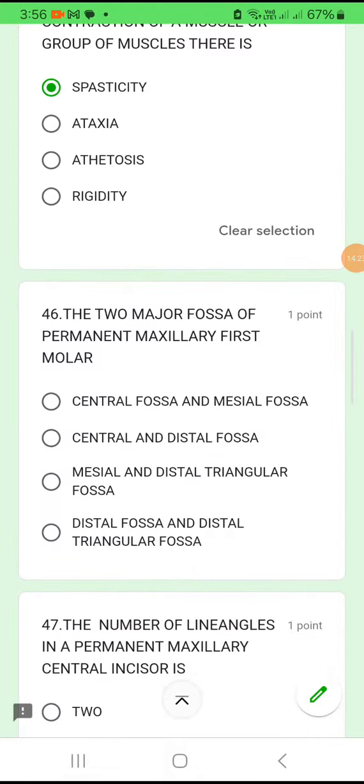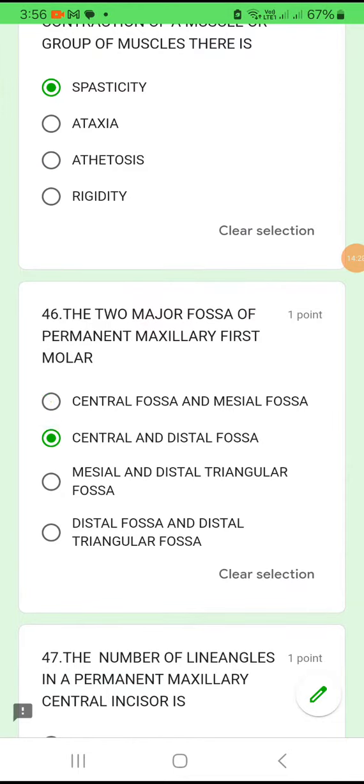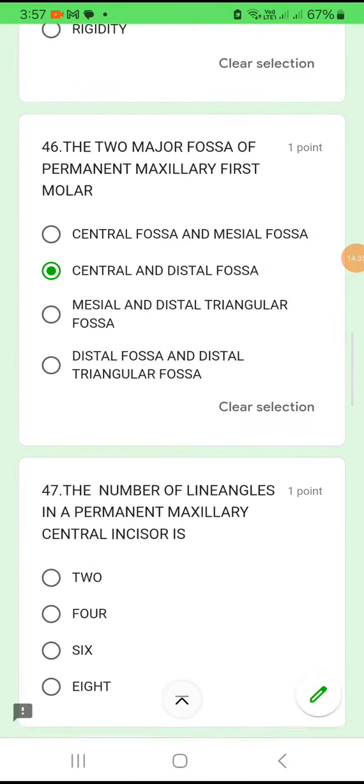Next is 46. The two major fossa of permanent maxillary first molar are very easy. Central fossa and distal fossa. Option B. Central fossa and distal fossa are the main fossas in permanent maxillary first molar.